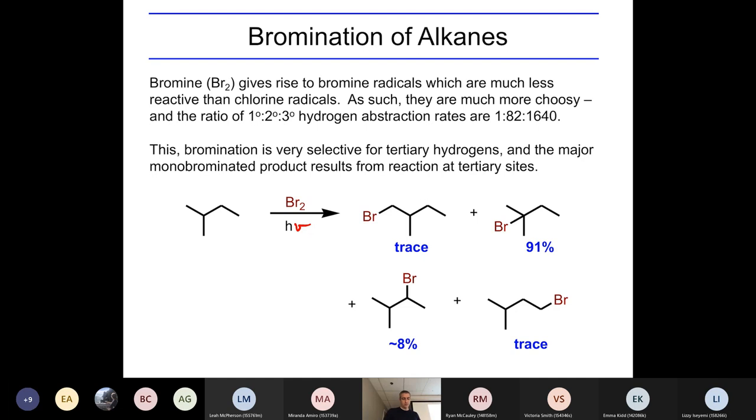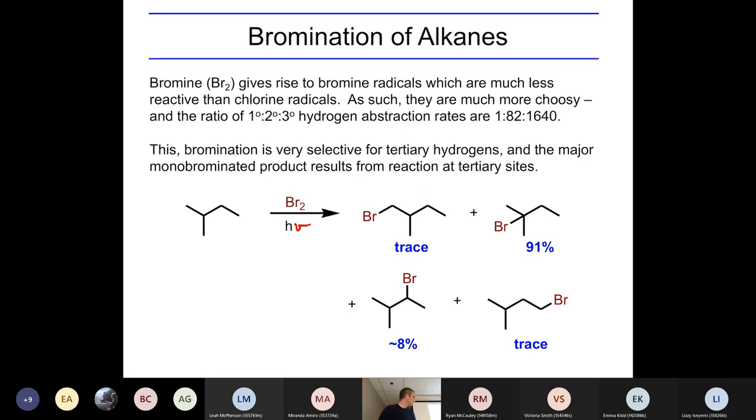What we see, though, is when you do bromination of an alkane, they tend to be much more selective than chlorine. Chlorine will just kind of go everywhere. It'll abstract the first hydrogen it blunders into. You'll get a big variety of products. Bromine is quite selective. Bromine is choosy. It doesn't just go for any old hydrogen.